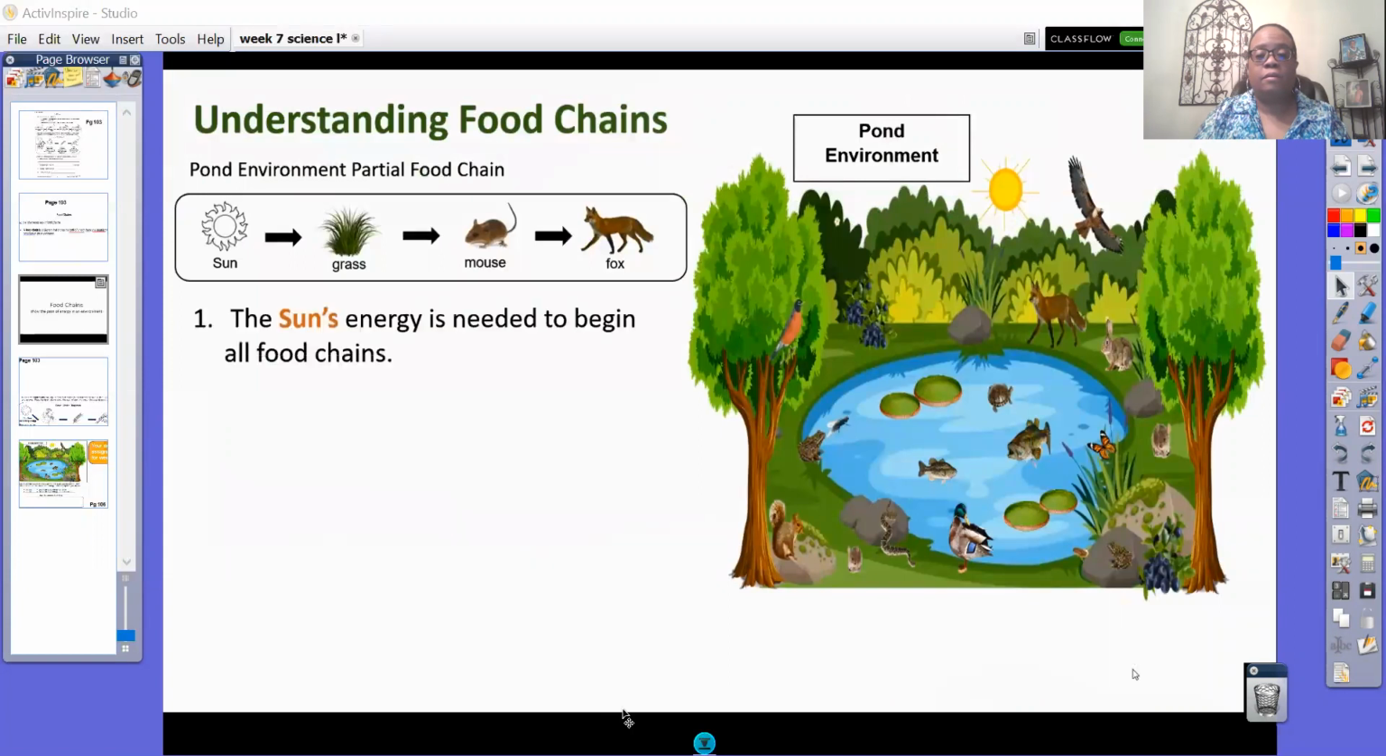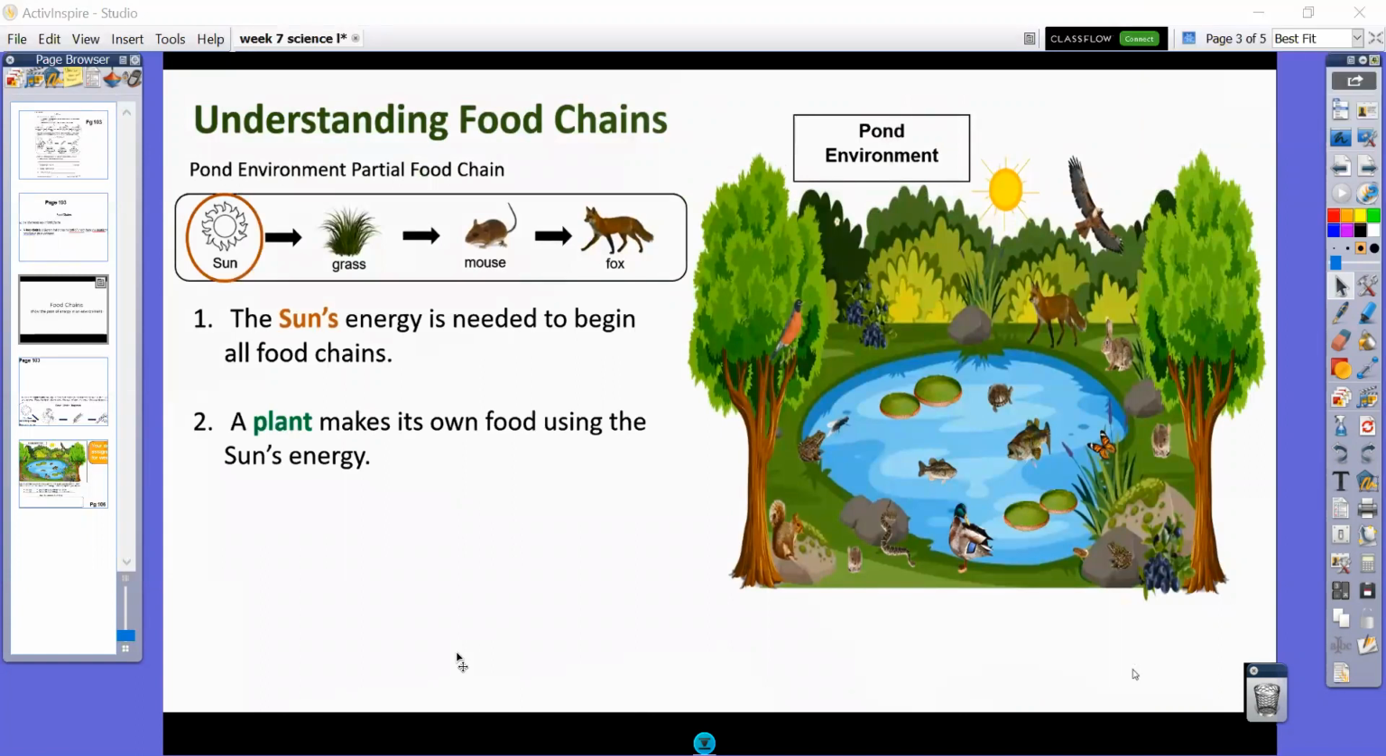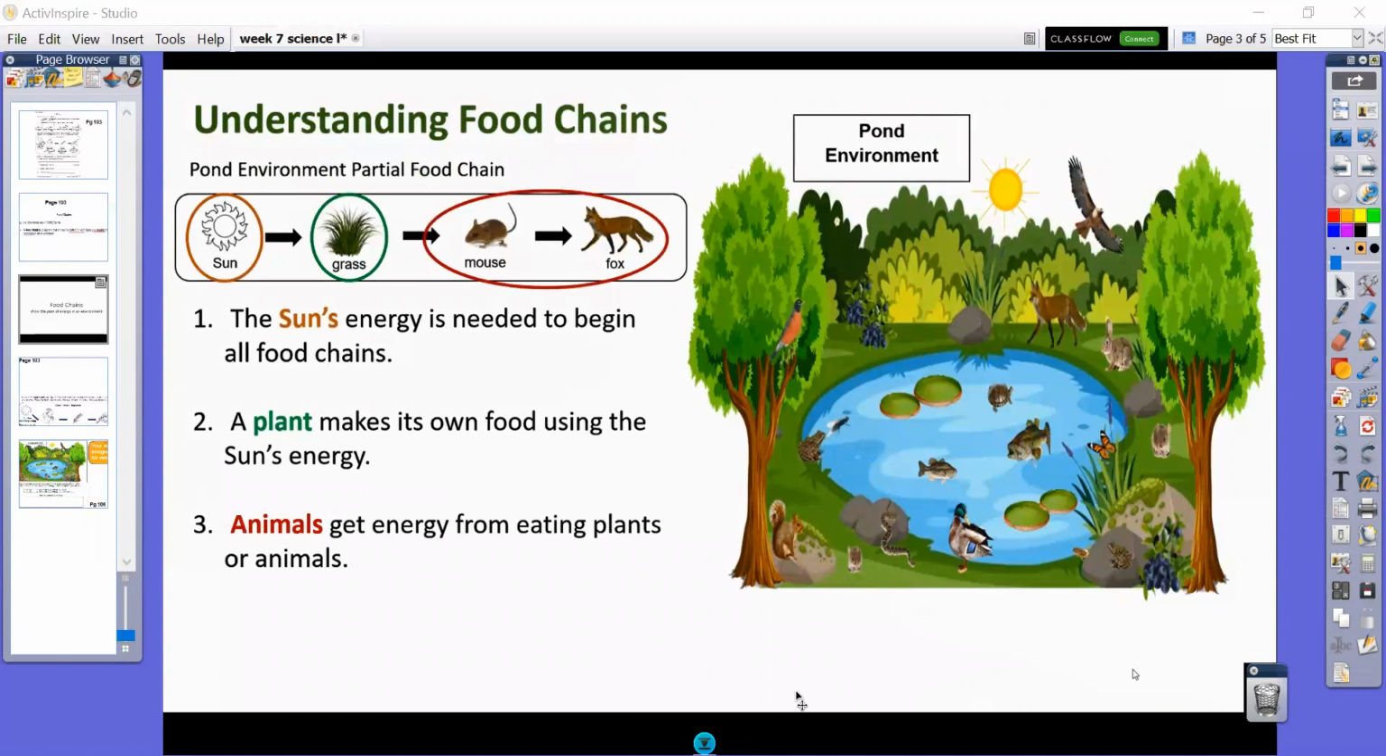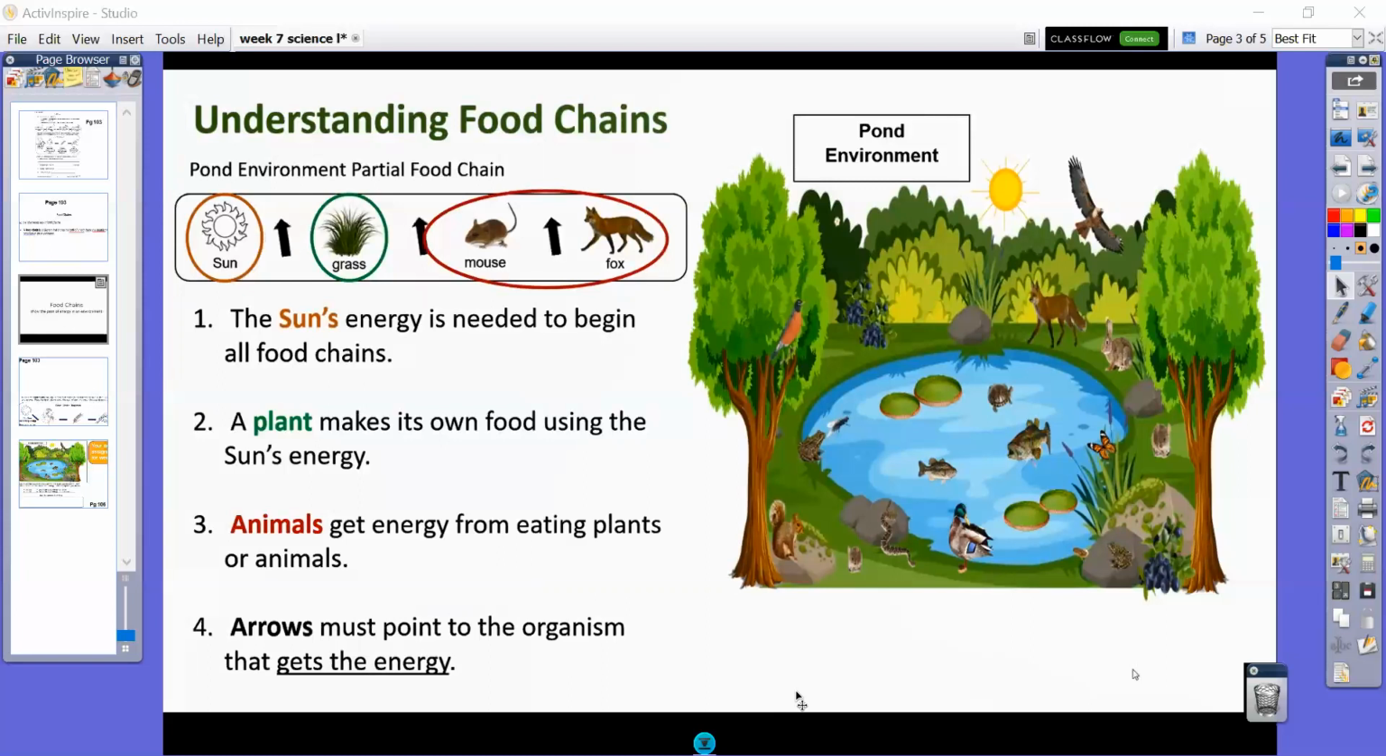So let's look at the important parts to understand about food chains. Number 1 is that the sun's energy is needed to begin all food chains. Number 2 is that a plant makes its own food using the sun's energy. It's normally seen second in a food chain. Then you'll notice animals, and animals get energy from eating plants or other animals. Another thing to remember is that our diagram includes arrows. Arrows must point to the organism that gets the energy.